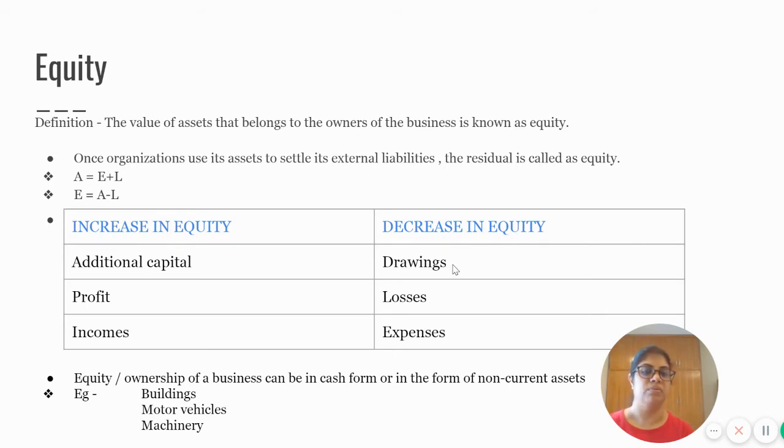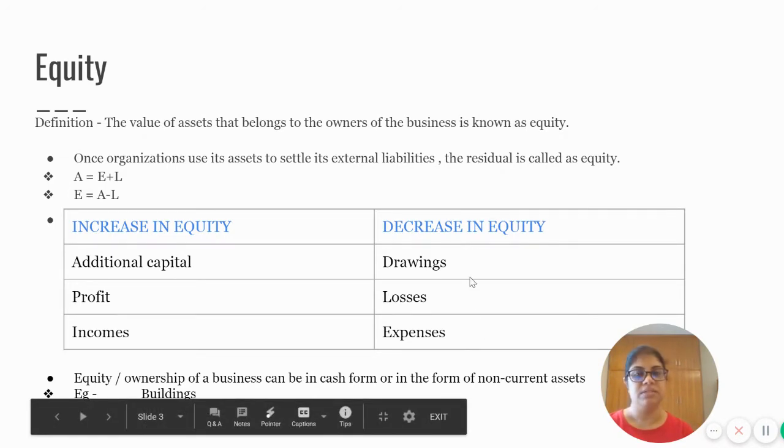Drawings: when the owner uses the business's cash or stocks for personal use, it will be known as drawings. Thereby the equity or the ownership will decline. Or if it's an already continuing business and you have incurred losses in the previous accounting periods, that will also lead to a drop in the equity. And the expenses.